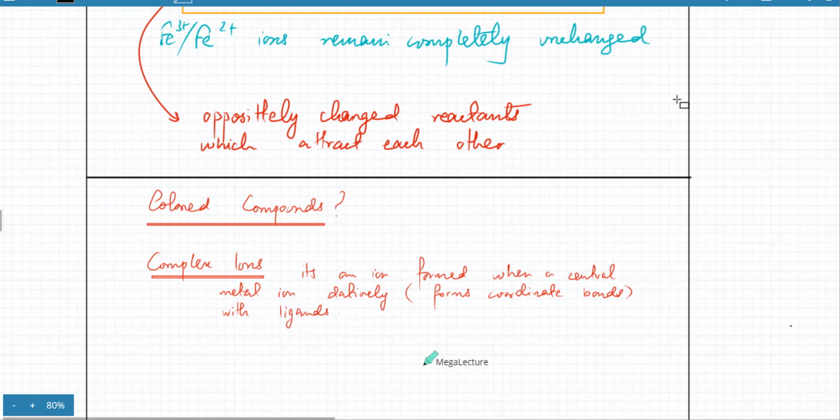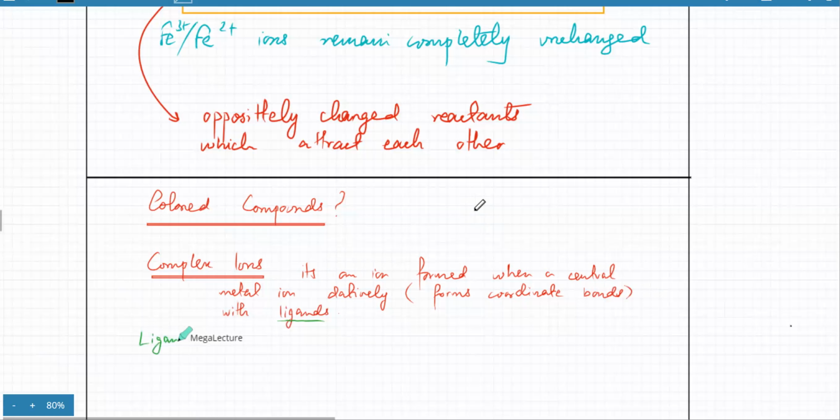I'm going to explain this definition in a while. First thing is what's a dative coordinate or a coordinate bond? That's a bond where both electrons come from the same substance. Another thing that needs to be understood is what's a ligand. First, I'm going to write the definition of what a ligand is.